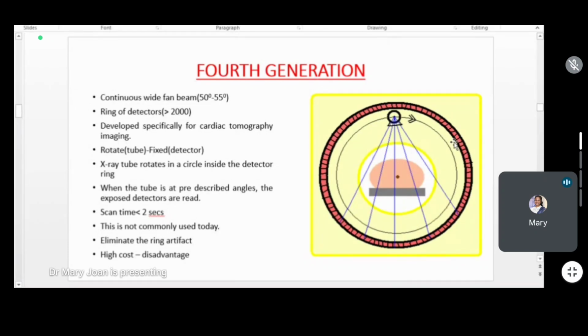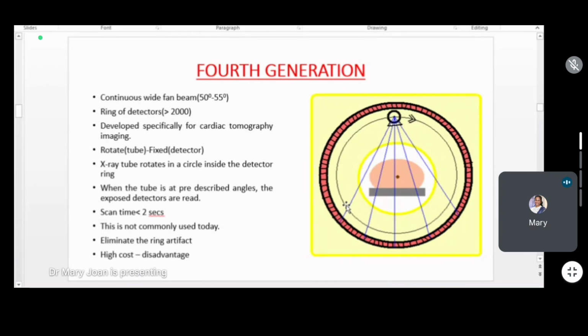The X-ray tube rotates in a circle inside the detector ring. When the tube is at a pre-described angle, the exposed detectors are read. So when the tube is at, say, 355 degrees, these detectors will be read. And as the angle of the X-ray tube changes, correspondingly the other detectors will be detecting. And scan time is less than 2 seconds.